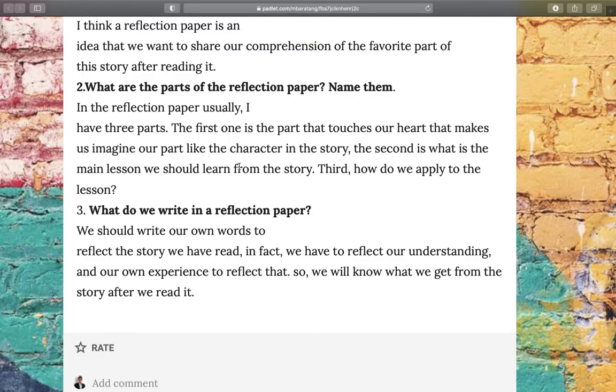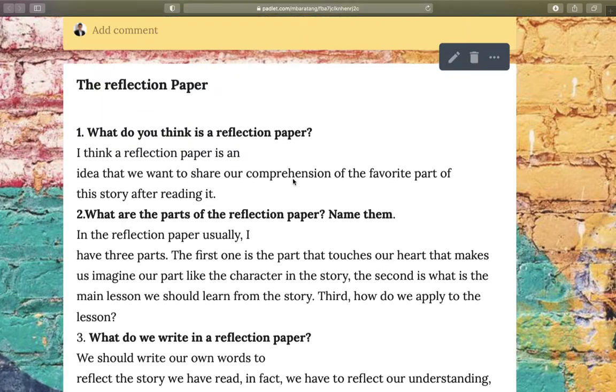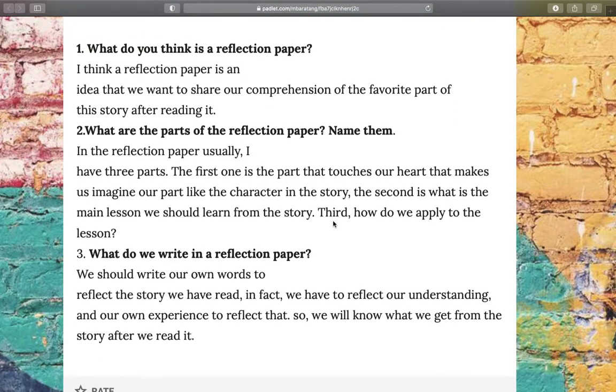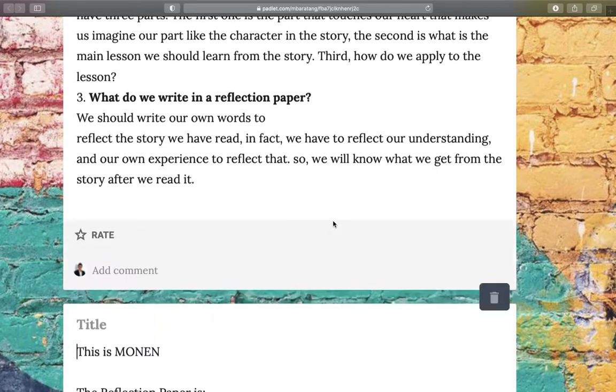So you notice that this is what you have been doing all along. In the reading report you're writing, aside from the favorite part, you also have what lesson we can learn and what would be your application. So those are your reflections. Very good. Third, how do we apply the lesson? Yes, very important. So application should be there.